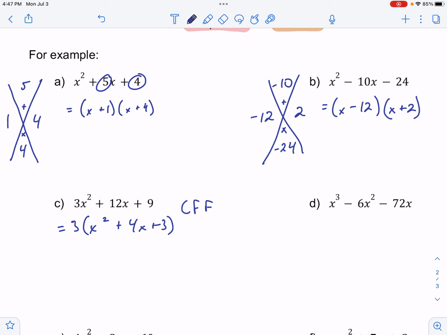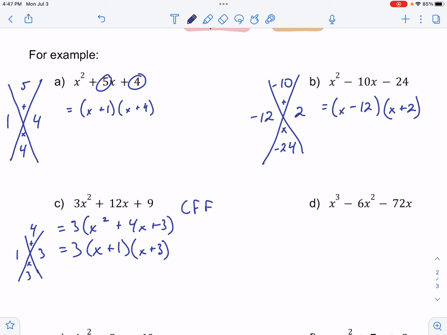Now I can find those two numbers. They need to add to 4, multiply to 3. The answer is 1 and 3. And so for my factored form, I'll keep that 3 up front here. It's going to come on down. But I'll have an x plus 1 and an x plus 3.